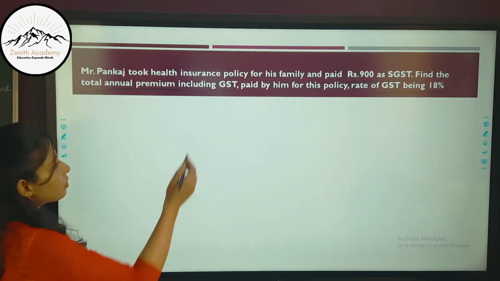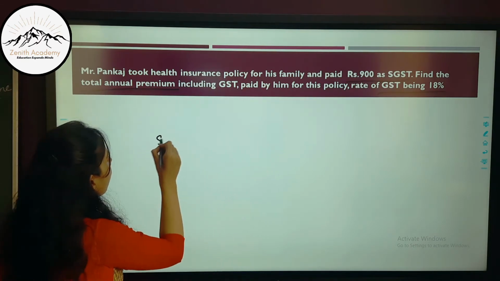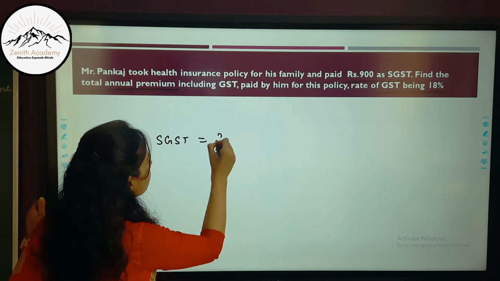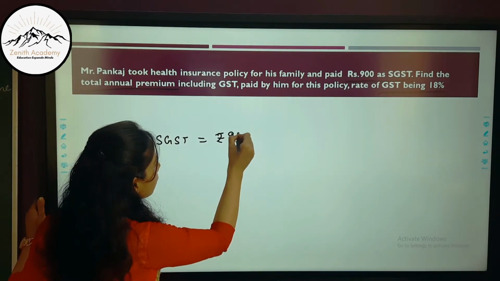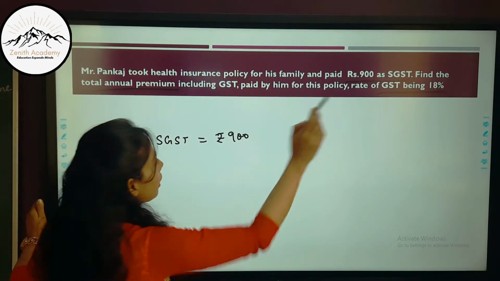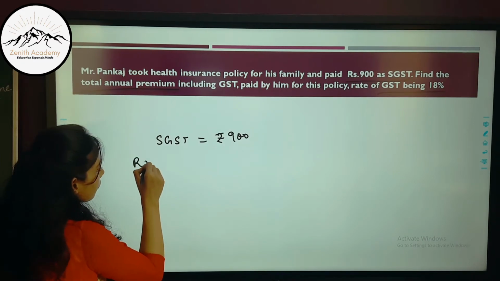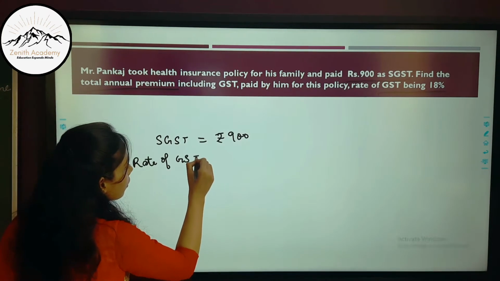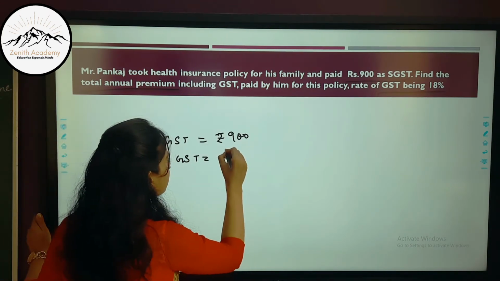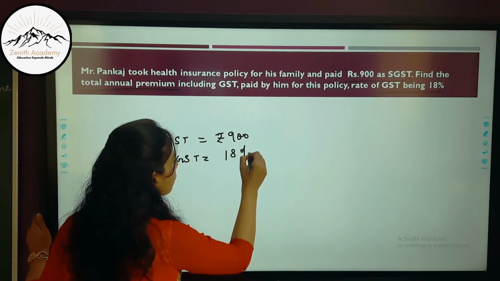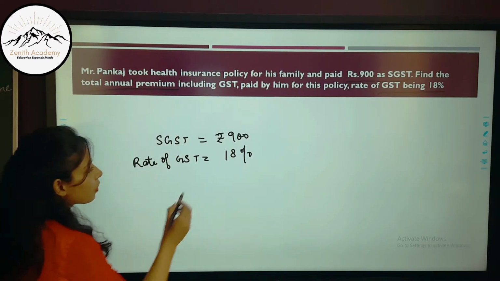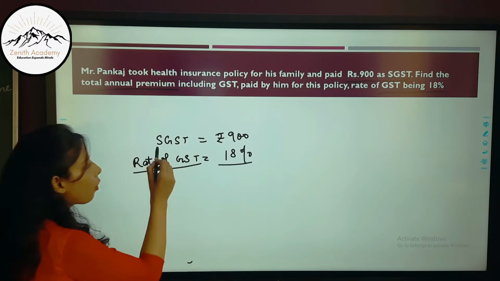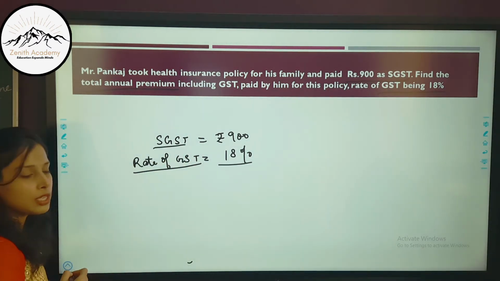Okay. So, SGST is equal to rupees 900. Rate of GST is equal to 18%. Now, if the total rate of GST is 18%, what will be the rate of SGST? 9%?